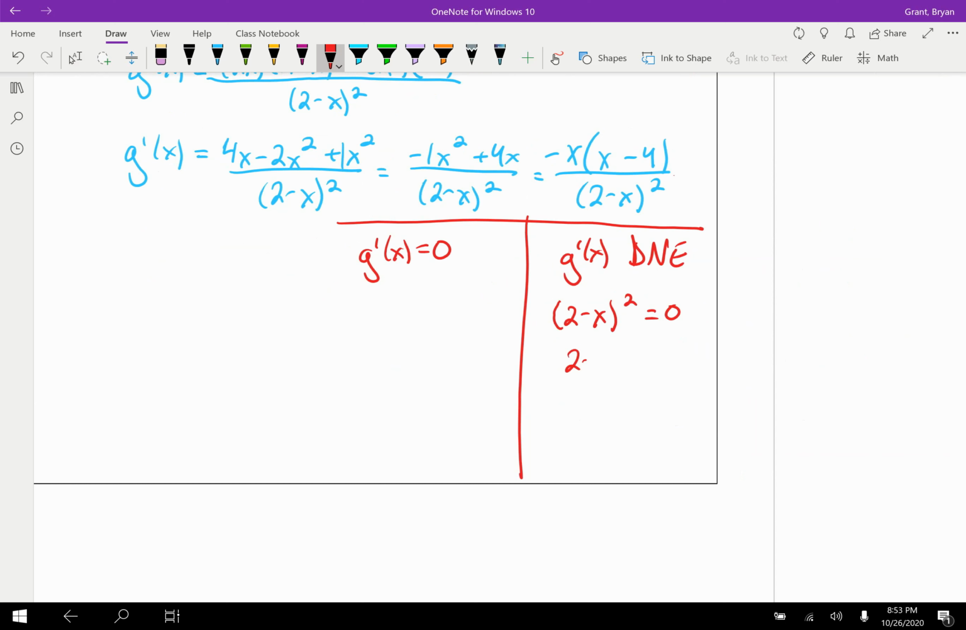We should probably square root both sides, add x to both sides, and we found 2 equals x is what's going to make g prime undefined. There is a critical point. Let's look at a couple others.